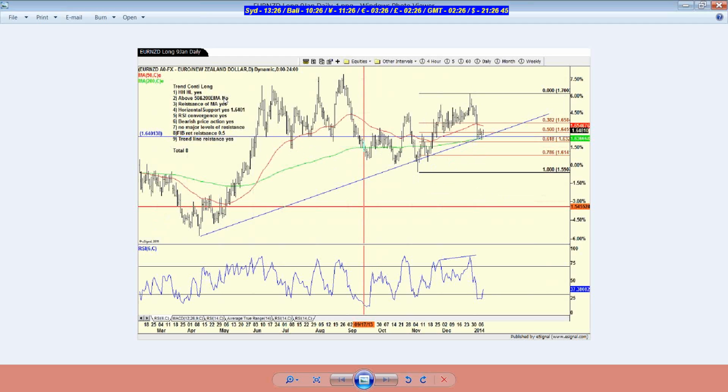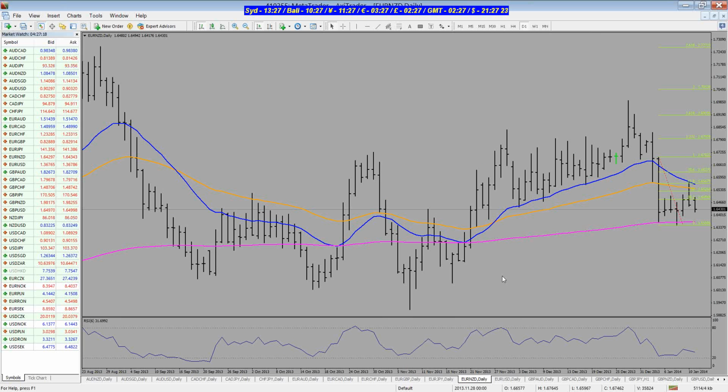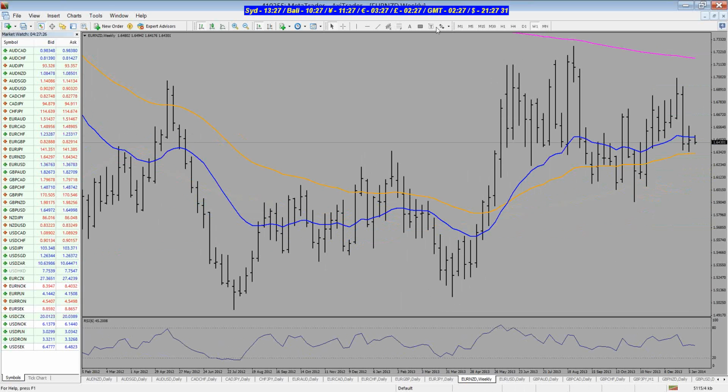However, you've got higher highs, yes, 15,200, correct or not, resistance, yes, or support. Excuse me, support, horizontal support, RSI convergence, bearish price action. Hang on a second. If you're going long, it shouldn't be bearish, it should be bullish. Fib resistance, trend line resistance, and I think that's a bit. So you would not really have trend line resistance there. Yeah, you're not getting that resistance.